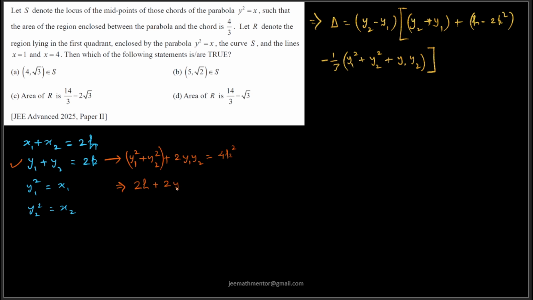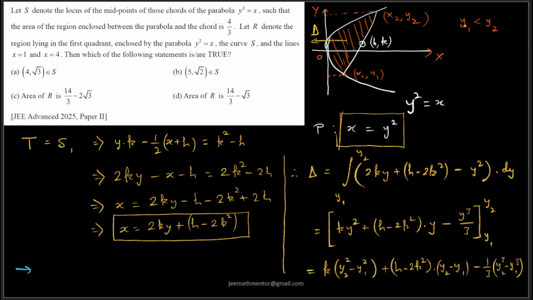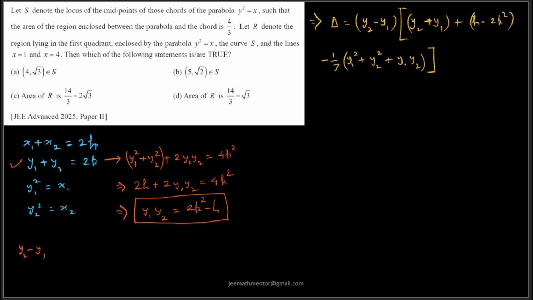And hence we are getting an expression for y1 y2, which also is quite important. You will see why. Which gives us y1 y2 equals 4k squared minus 2h by 2, which is 2k squared minus h. So y1 y2 equal to 2k squared minus h is quite an important expression. Why so? Because we are actually also looking for y2 minus y1. So observe that y2 minus y1, don't forget we have generalized that y1 is less than y2, so y2 is greater than y1.